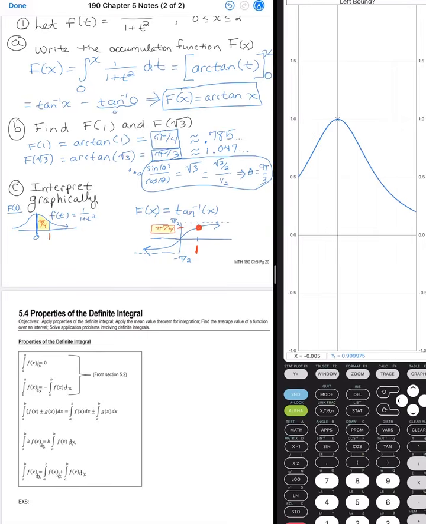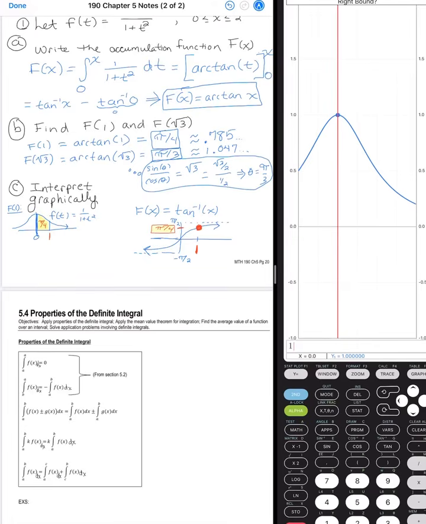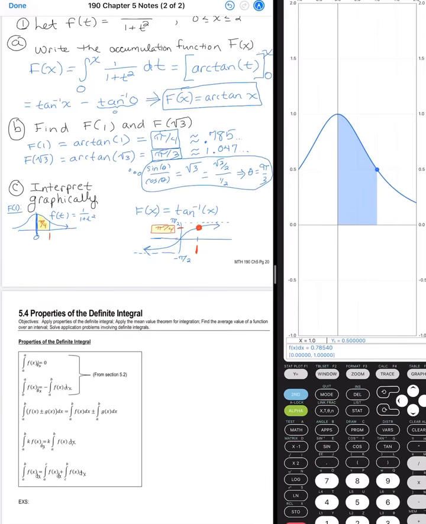At the top, if you notice, it says left bound question mark. Yours might pop up at the bottom of the visual of the graph. But the first thing it asks you for is left bound. And so you're going to enter 0, and then hit enter. And then it's going to say right bound question mark. In this case, we're going up to 1. So we're going to hit 1 and enter. And then at the bottom, we're going to see 0.785.